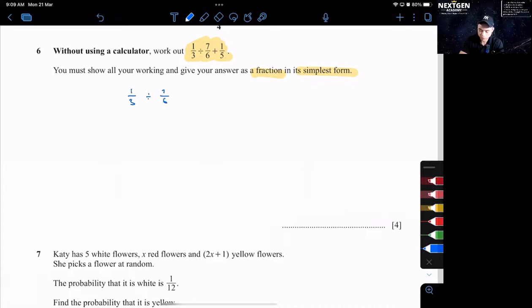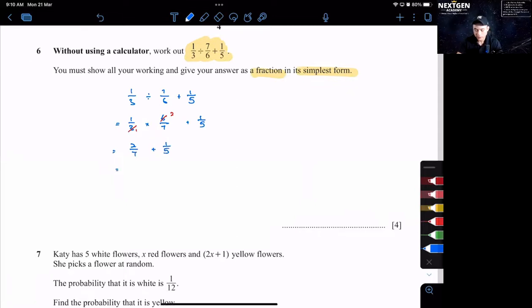1/3 divided by 7/6 plus 1/5. You have to do BODMAS, so you do the front one first. If I divide a fraction, what will happen? I need to change it to multiply, and then you inverse it. Let's solve this part first. So here will be 1, here will be 2, then 2/7 plus 1/5. Now, addition.